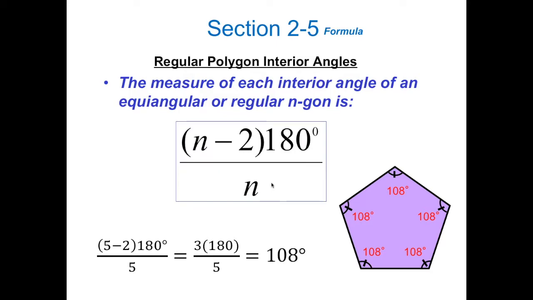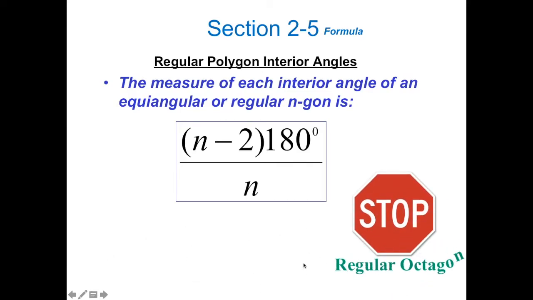So the measure of each interior angle of an equiangular, or, right, so this is beyond just a regular, so an equiangular or a regular, right, because with regular you get equiangular for free. N-gon is n minus 2 times 180 divided by n, and then you're good to go. So 108, right, actually using the formula here is basically doing what we just did, what we just talked through. You get 108 there. What about a regular octagon?